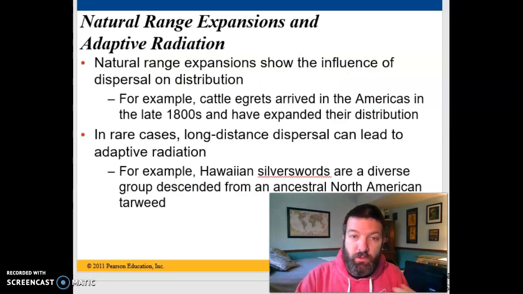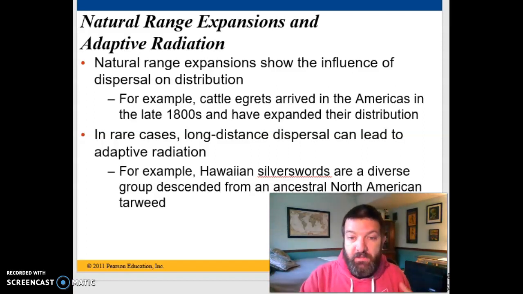There are also cases where if dispersal has been a limitation, and it's no longer a limitation anymore, you can find some sort of adaptive radiation, right? So cattle egrets arrived in the Americas in the late 1800s with human settlers, and now they've expanded their distribution widely in North America.